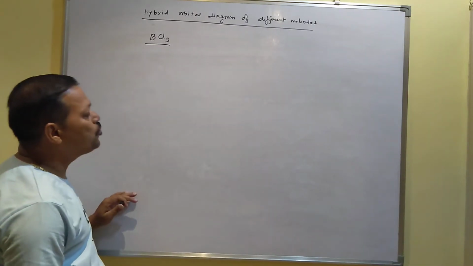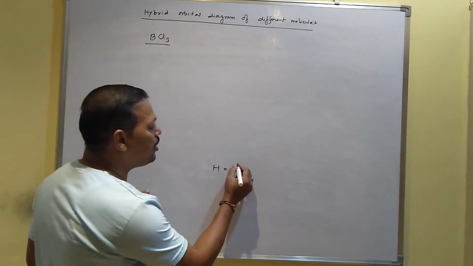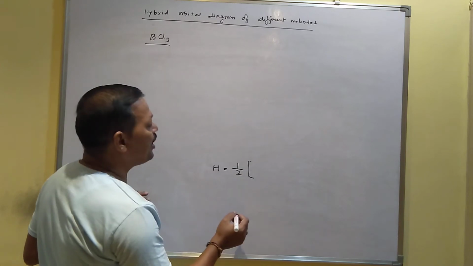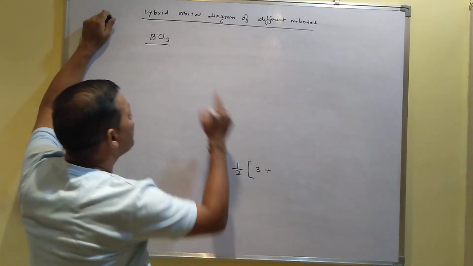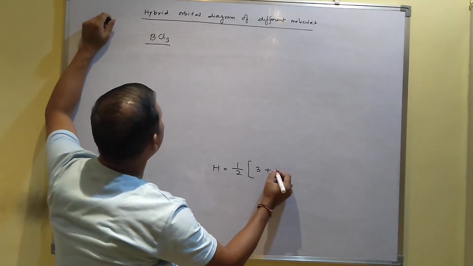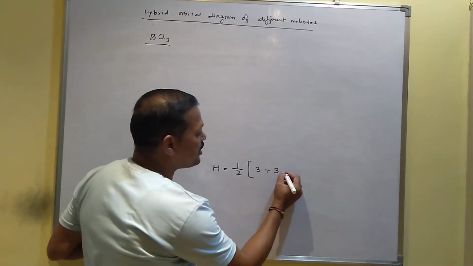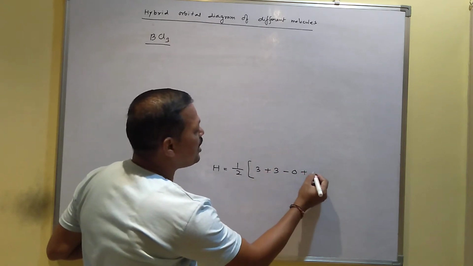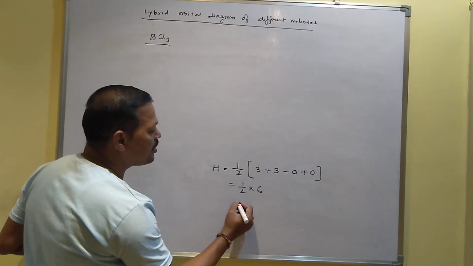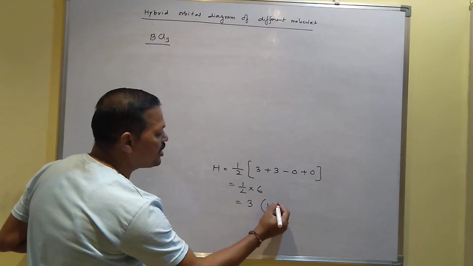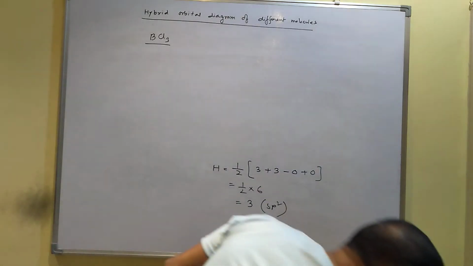First, you have to find out the hybridization state of the central atom, boron. There is a formula: half of the valence electrons of the central atom, boron, valence electron 3, plus the number of monovalent atoms, 3, because chlorine is a monovalent atom, minus the charge of the cation, no charge present, plus the charge of the anion, no negative charge present. So half of 6 gives 3, which means the hybridization is sp2. So boron undergoes sp2 hybridization.